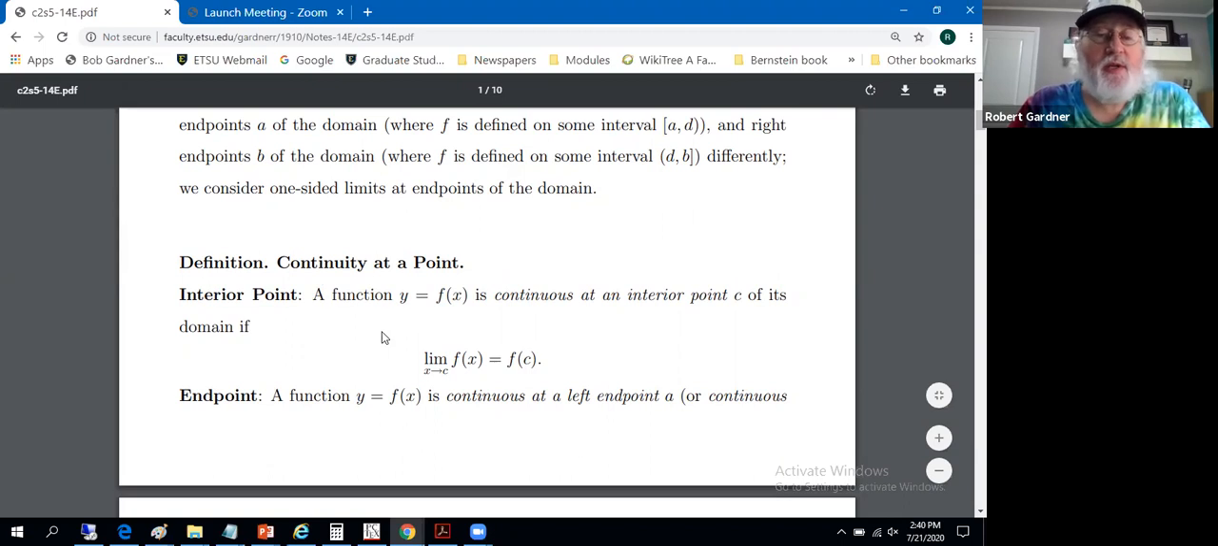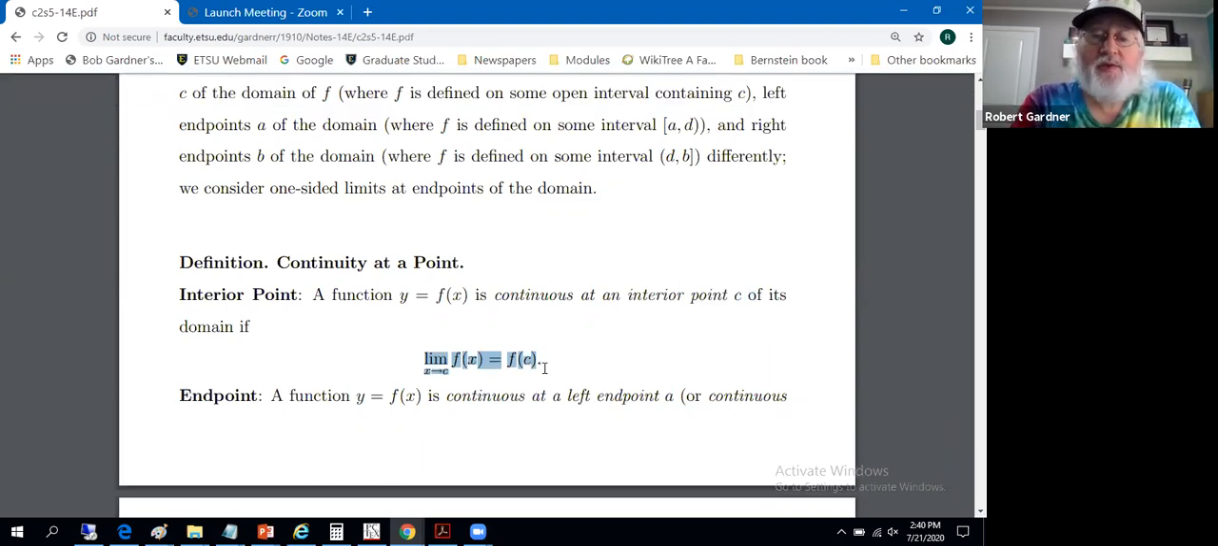Definition of continuity at a point: a function y equals f of x is continuous at an interior point c of its domain if the limit as x approaches c of f of x equals f of c. So implicit in what's highlighted there is that the function's defined in an open interval containing c, except possibly c itself, from the limit part. On the right-hand side, we explicitly talked about f of c. So what's implied there is that indeed this time the function is defined at c as well.